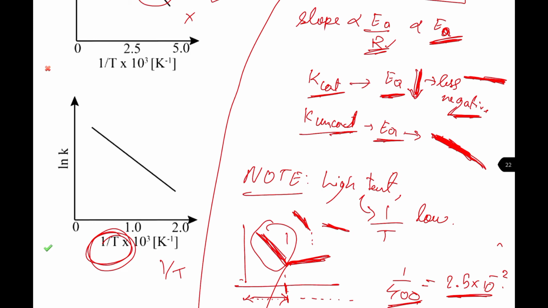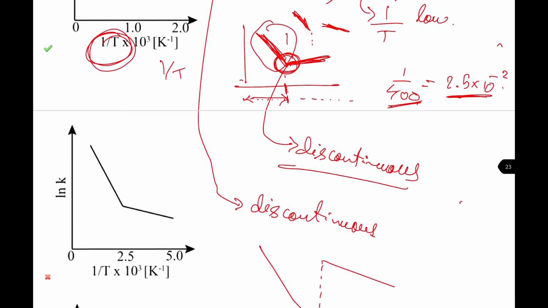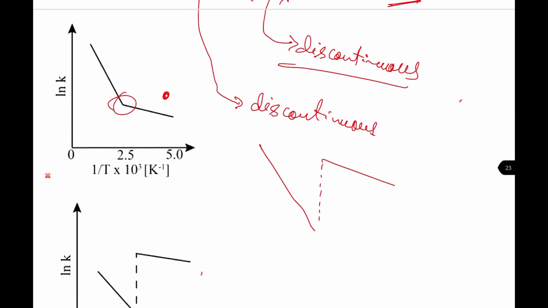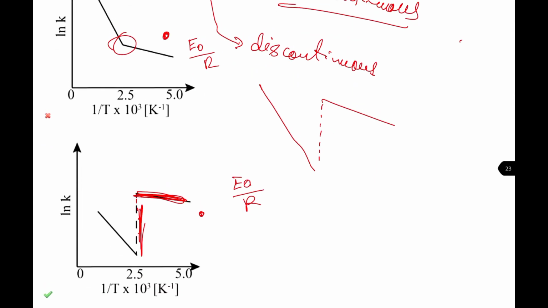The second is definitely not, because there are two different processes, in presence and not in presence of catalyst, so it cannot be a smooth curve. Actually there will be a discontinuity at this point. Then this one seems correct, maybe. And finally, the last one has a discontinuity, which is expected, because in this case the value of Ea by R is different, and here it is different. So this discontinuity should be there, therefore the last option is correct.